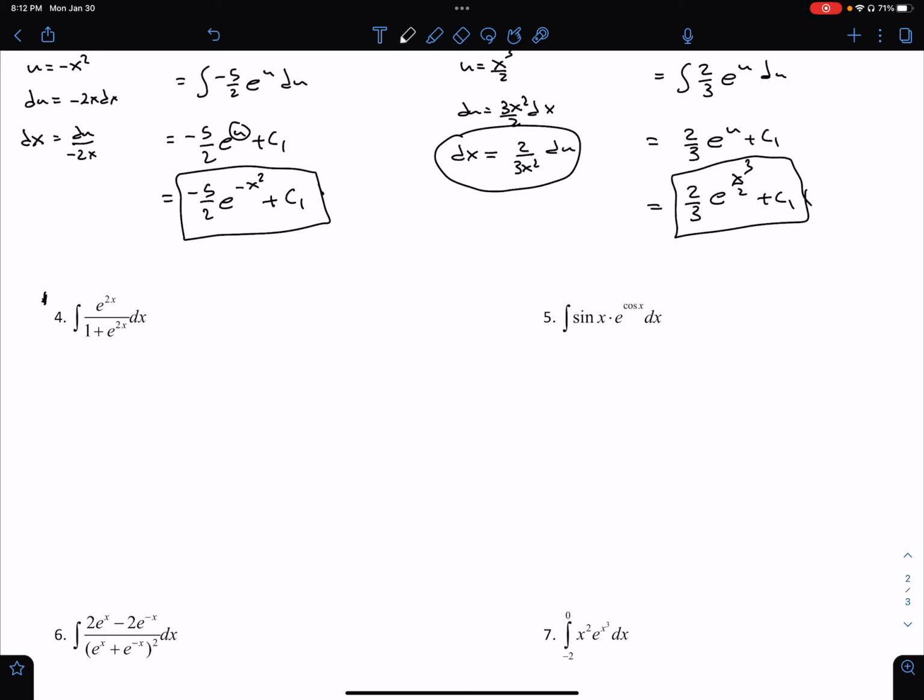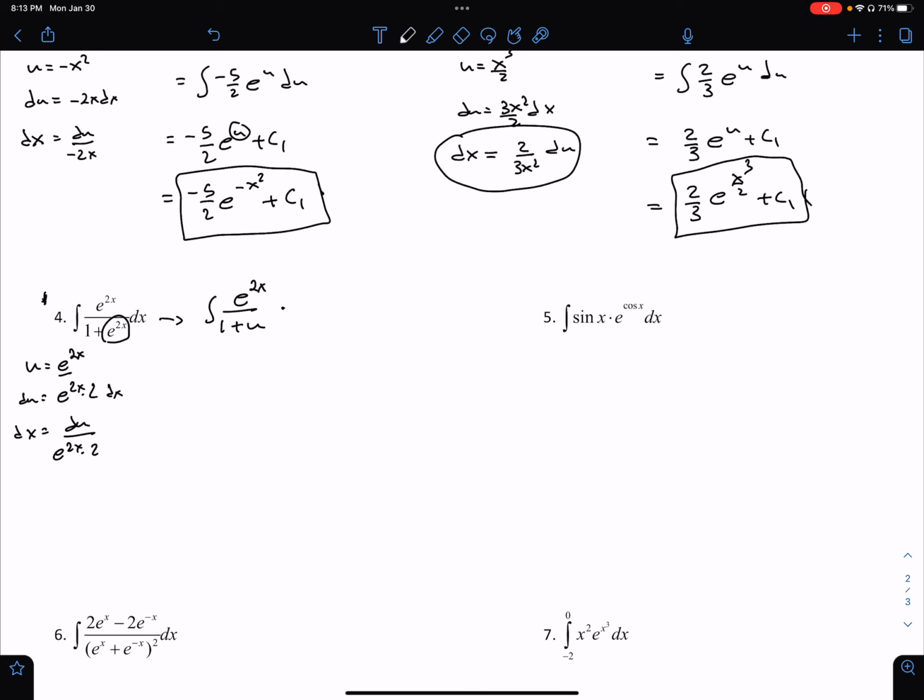For example, I'm going to pretend like I'm going to let u equal this e to the 2x on the bottom. There's nothing wrong with doing this. Our derivative would be e to the 2x times 2 dx. Don't forget your chain rule. So we would get dx is equal to du over e to the 2x times 2. And if I were to substitute this in, we would get e to the 2x over 1 plus u. Now notice, I did let u be e to the 2x, but I only substituted for the bottom one.